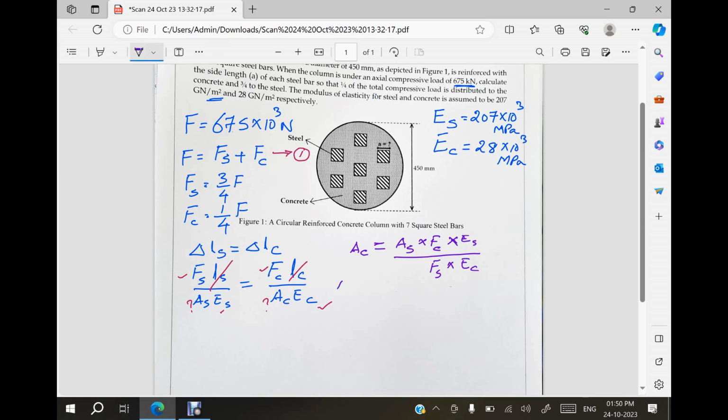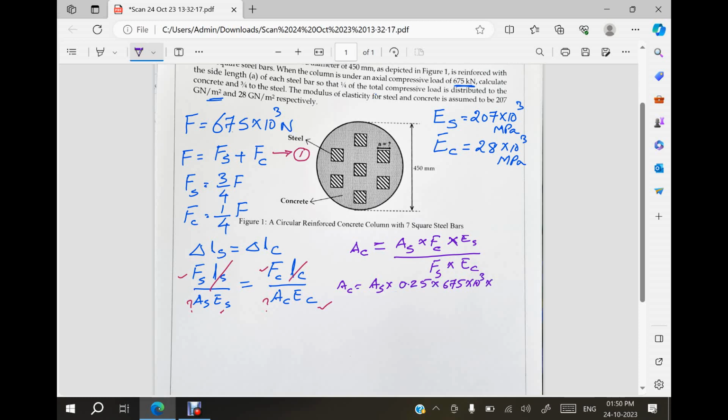I will write A of concrete is equal to A of steel multiplied by F of C. F of C is what? F of C is 1/4 of F. That is 0.25 multiplied by 675 into 10 cube, multiplied by E of steel.